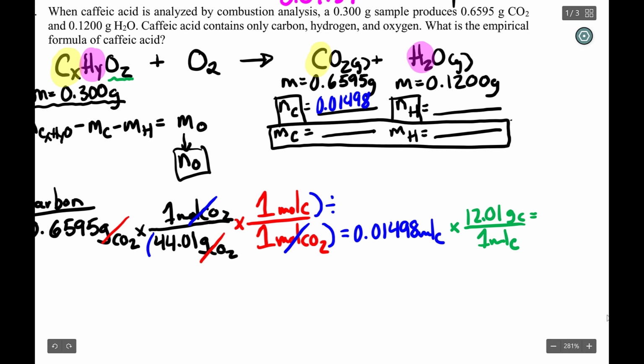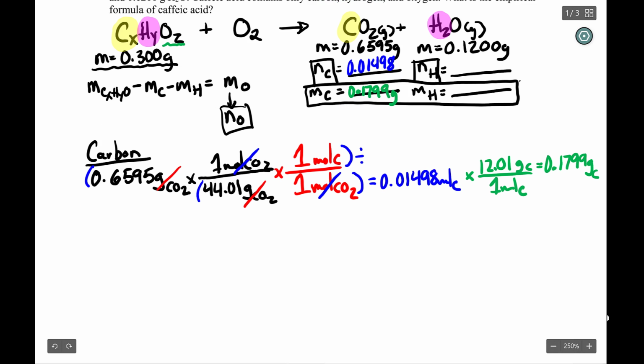This will give me the total mass of carbon in the question. So punching that into my calculator, I would get a value of 0.1799 grams of carbon. Now I'm not rounding anything here. I'm keeping all of my digits right to the end of the question. So I'm going to put that up here. This is 0.1799 grams of carbon.